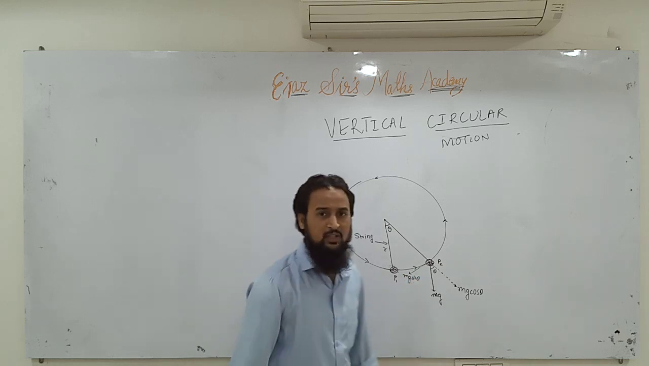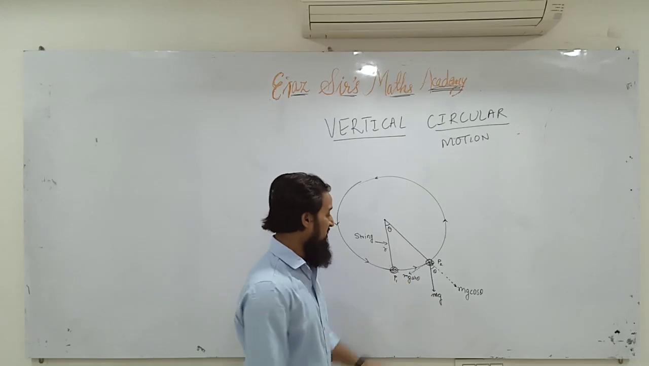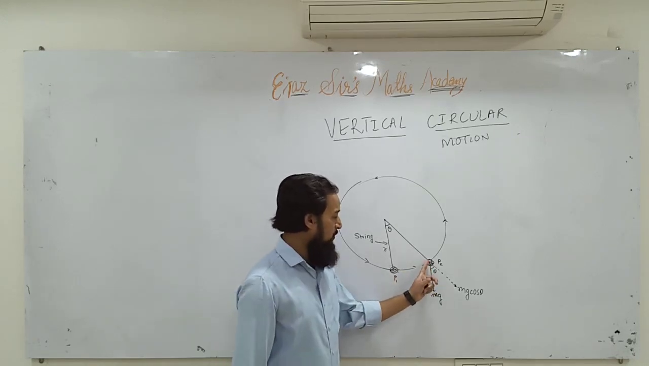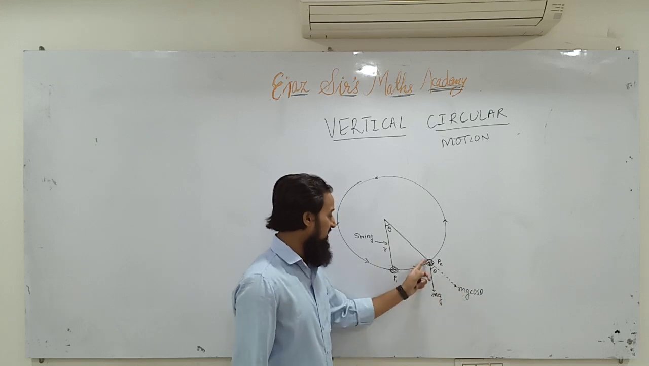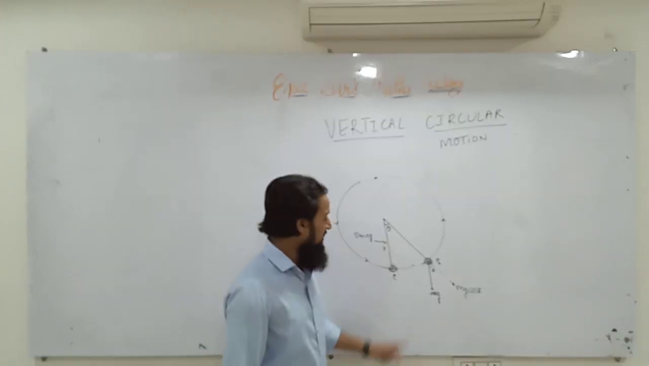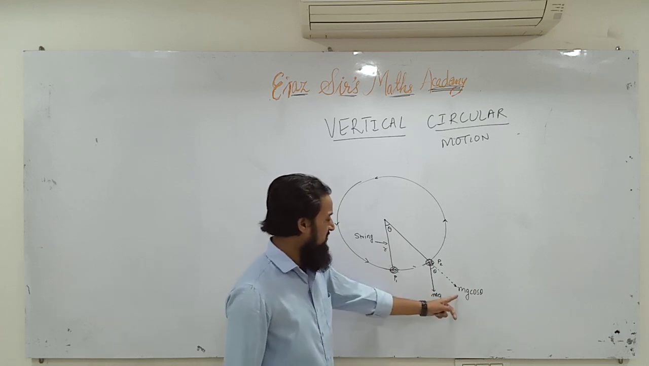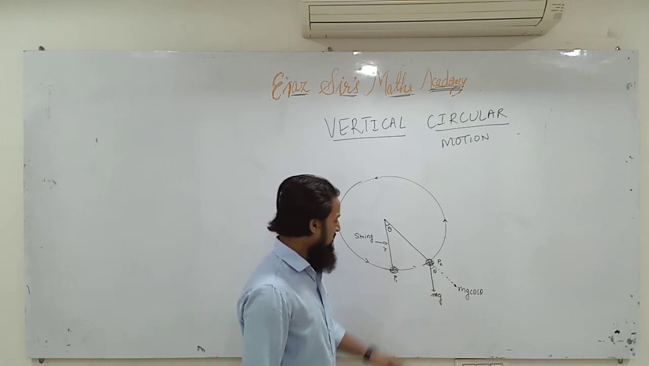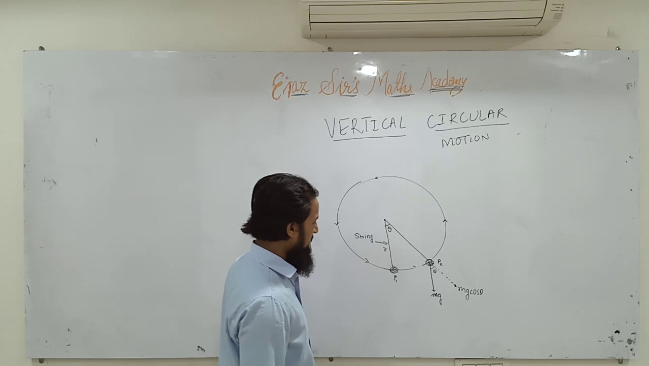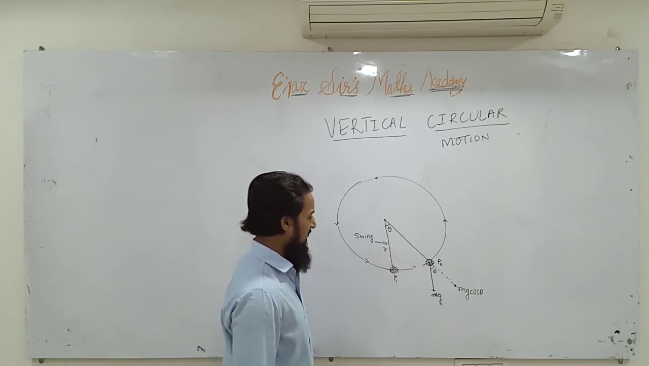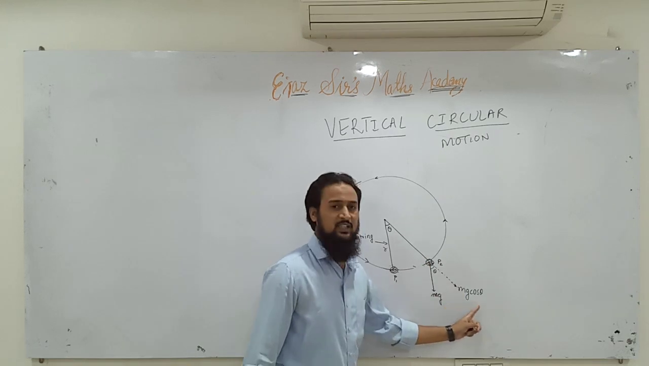But in this particular derivation, we do not need mg sin theta, so I will erase it. There are two perpendicular components, mg cos theta and mg sin theta, but we need only mg cos theta because our derivation needs only this one. So in this displaced position, mg is acting in a vertically downward direction, and mg cos theta is acting in this way.